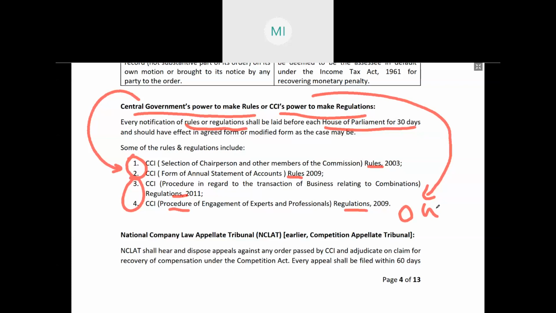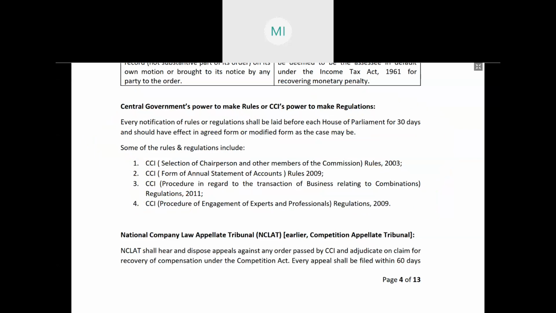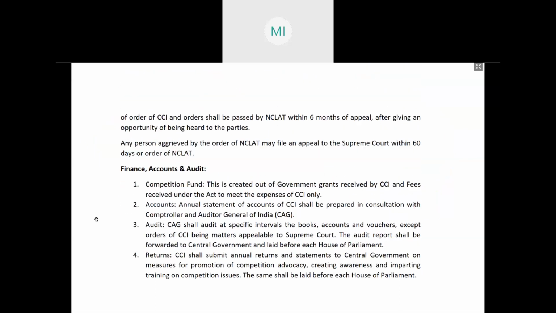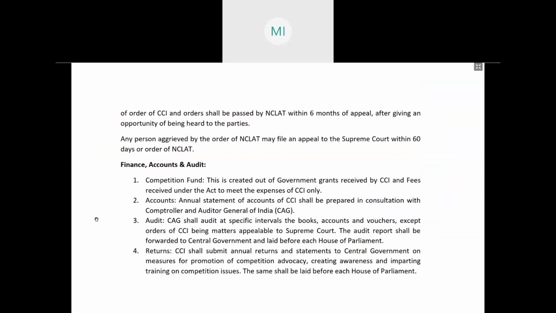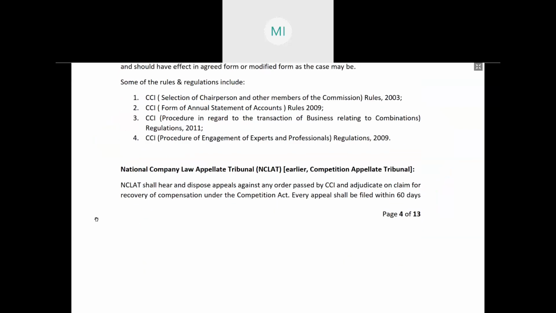Then comes the appellate authority. Earlier it was called the Competition Appellate Tribunal. Now they have made it NCLAT because the Competition Appellate Tribunal was never constituted. So they gave the powers to the NCLAT under the Companies Act.